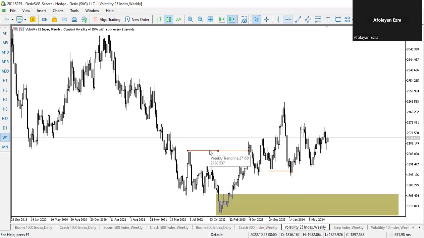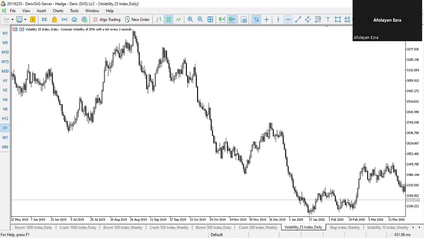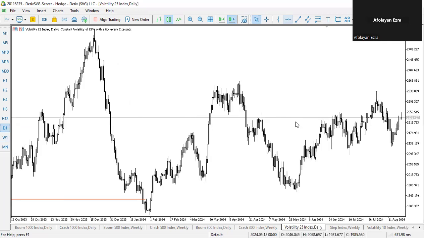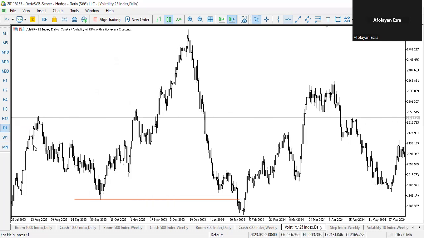But that's based on weekly. So let's check what daily is saying on this asset, because most persons trade daily. According to what I have on daily, I've already marked the structure. I said we have a break of structure around here based on daily.